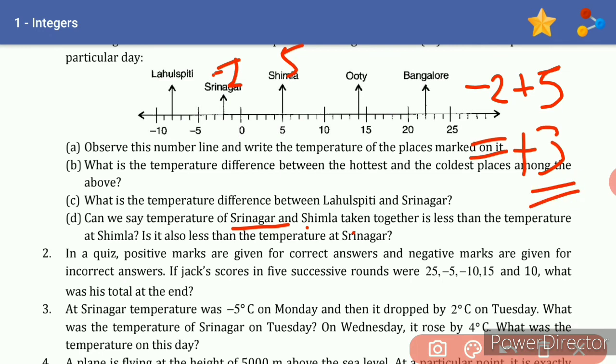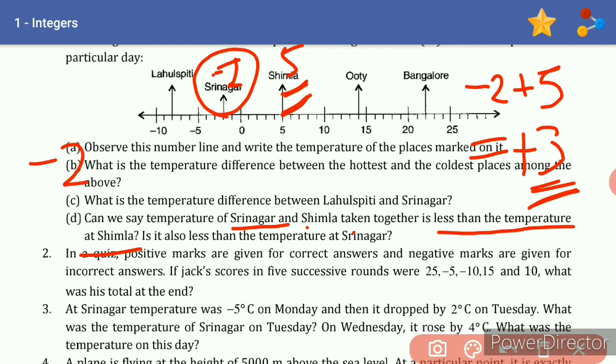Now what is the next question? Is it less than the temperature at Shimla? Of course, plus 3 is less than plus 5, so the temperature of Srinagar and Shimla taken together, plus 3, is less than the temperature of Shimla. Is it also less than the temperature of Srinagar? No, because the temperature of Srinagar is minus 2, and 3 is greater than minus 2.